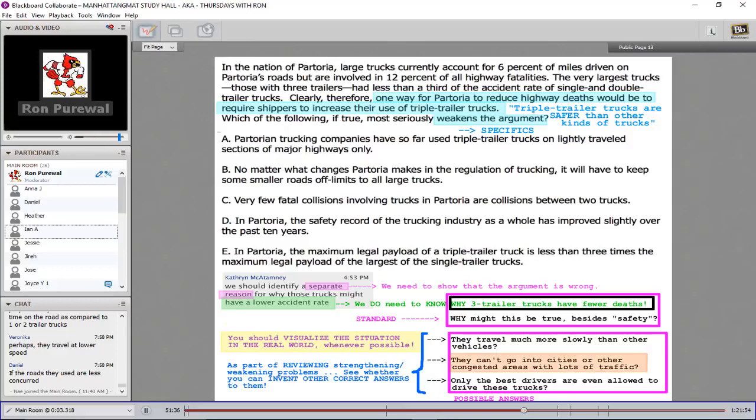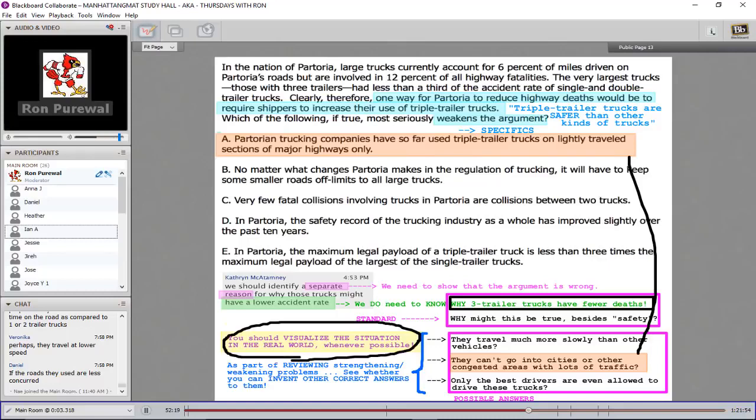This right here is this: they only use them in the middle of nowhere on major highways where there's no other traffic. Lightly traveled, meaning there's almost no other vehicles on the road. Middle of nowhere. So this is the correct answer, meaning these trucks are only being driven on roads where no one else is driving. If you imagine the situation, that's probably the picture you're going to imagine. You're not going to imagine a three-trailer truck in the middle of San Francisco. You're going to imagine it driving through North Dakota on a freeway.